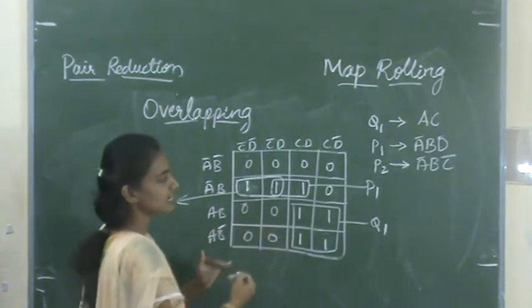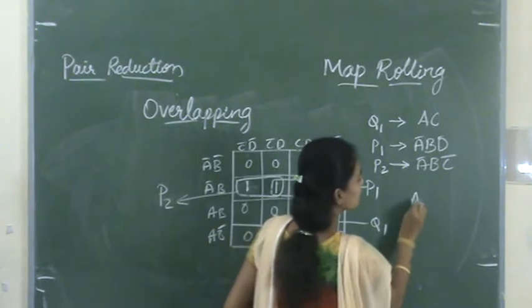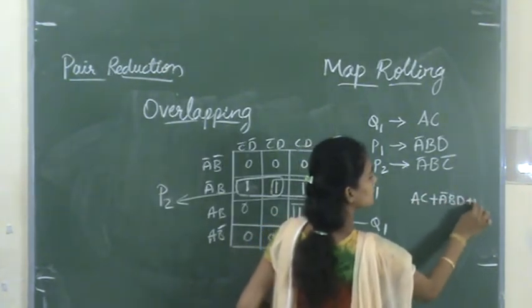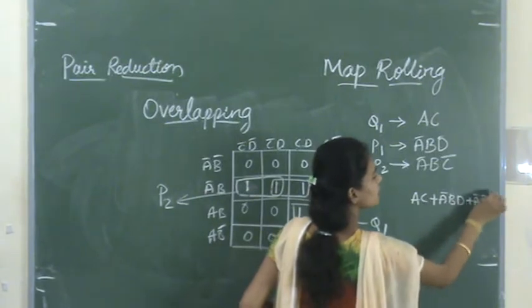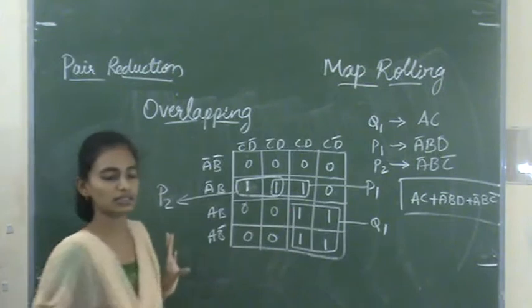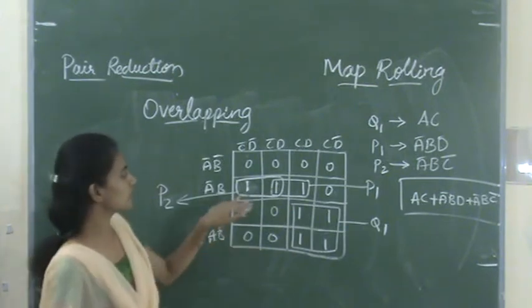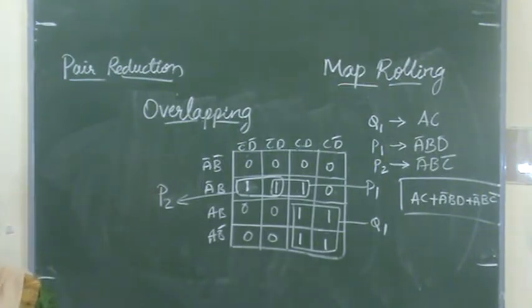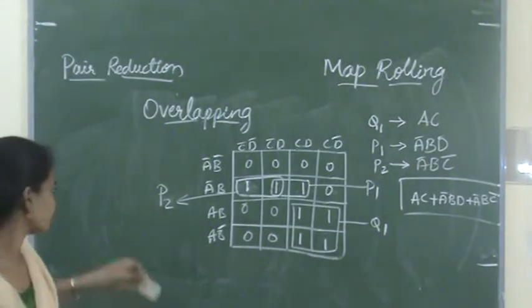So the final expression is AC plus A bar B D plus A bar B C bar. So this is the final expression after evaluating this K-map. So like this we are overlapping the ones. So after this overlapping, we have another method called redundant groups.